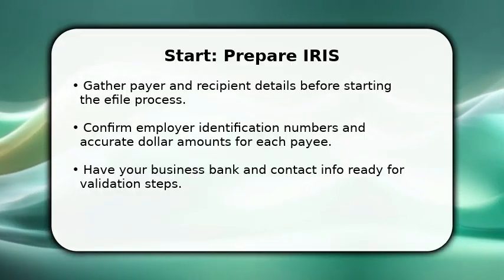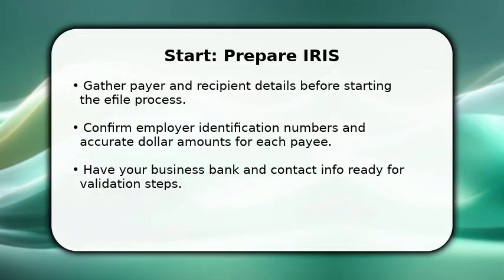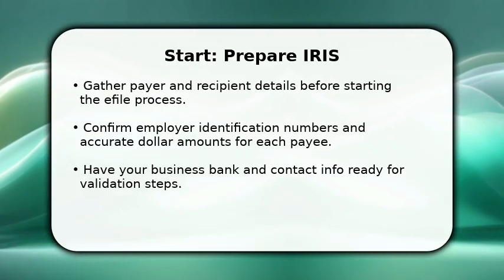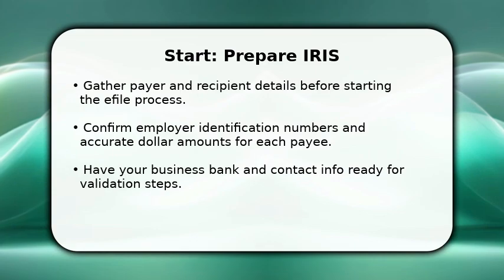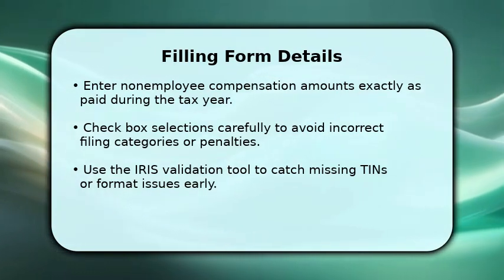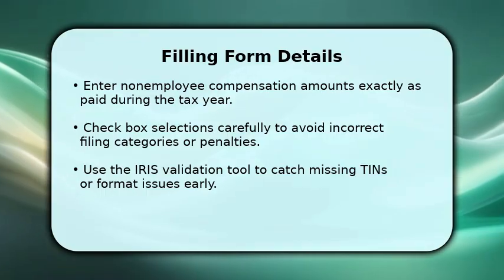Follow the on-screen prompts to map fields, check amounts, and review recipient copies. Finish by submitting to the IRS and saving confirmation for your records. Start by selecting a recipient and entering their legal name, TIN, and address in Iris.